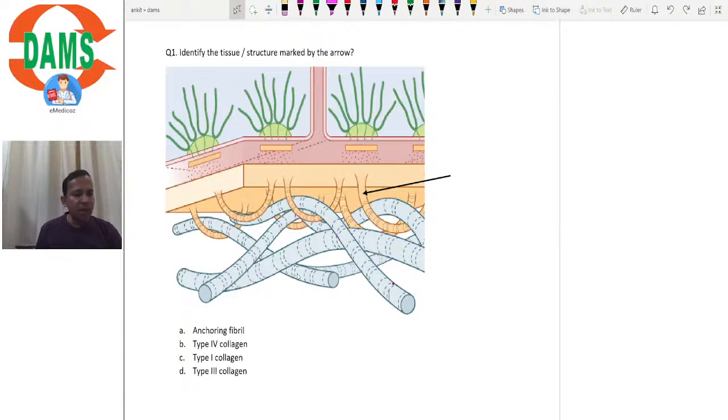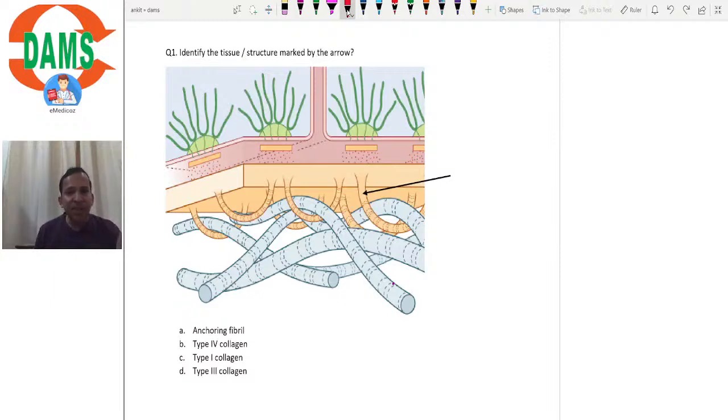So let's begin with the first question. The question is: identify the tissue or structure marked by the arrow. You can see a diagram here, which represents a histologic section of some portion of the oral mucosa, and you have to identify the structure which is marked by the arrow.